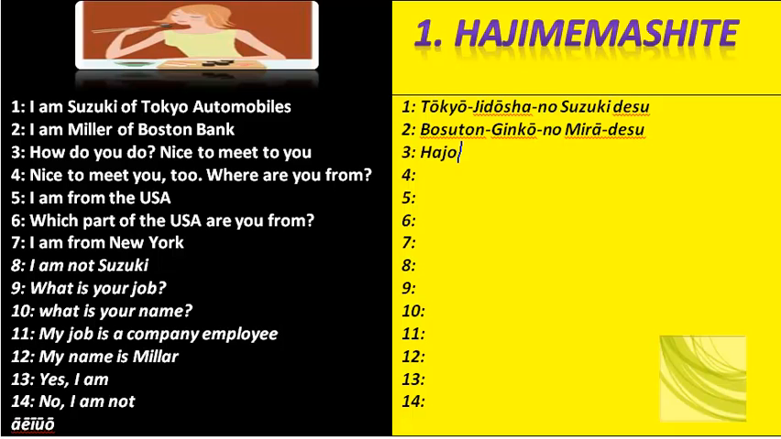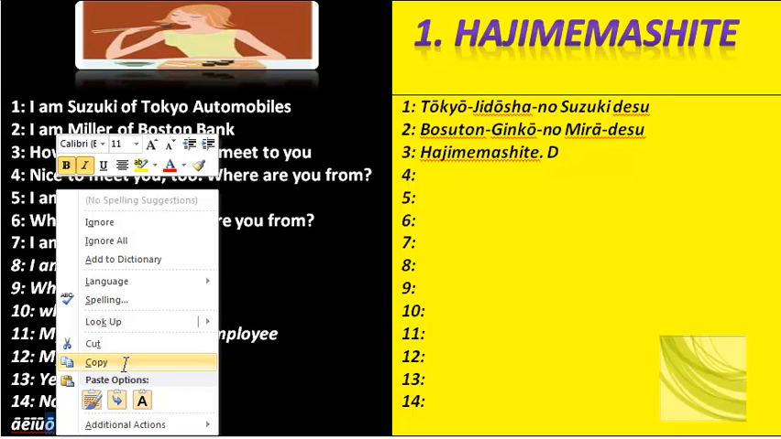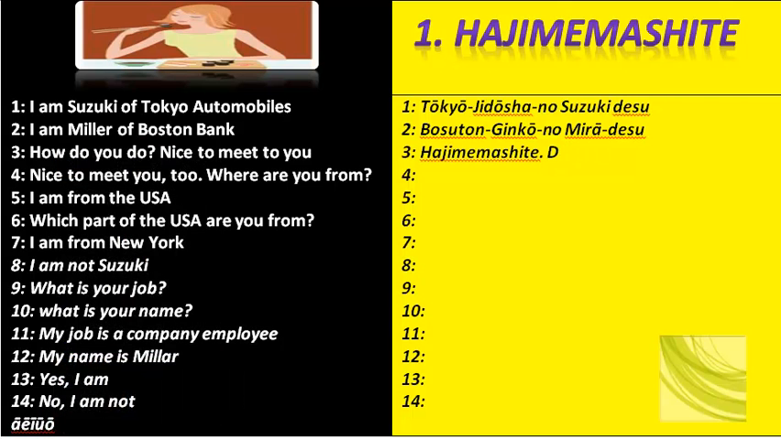So, Hajimemashite. So, Hajimemashite. Okay, and then, nice to meet you, Dozo Yoroshiku. So, you've got Dozo Yoroshiku. So, long vowel. So, here we go. We copy this again, like so, and paste. And then, Dozo Yoroshiku. So, dozo yoroshiku. Number four.